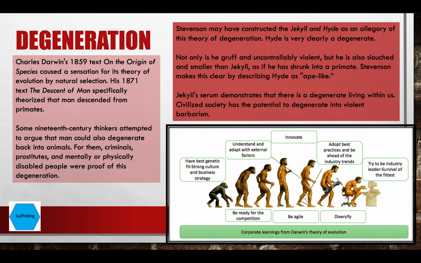Okay, so Jekyll's theorem demonstrates that there is a degenerate living within us. Civilized society has the potential to degenerate into violent barbarism. So that again links to Genesis and the whole story of giving into temptation, giving into sin. That lies within all of us. And it's whether we give into that sin or not, which is the difference.